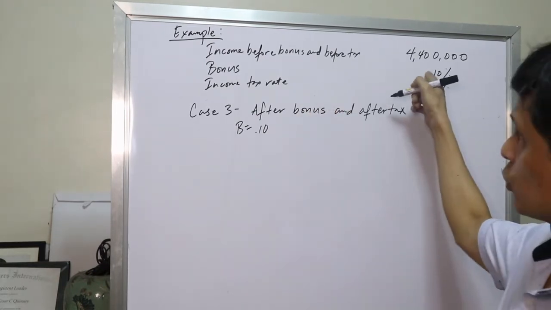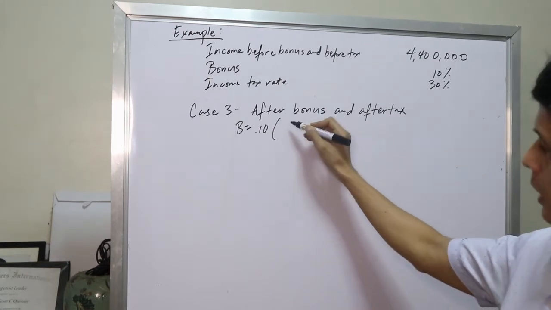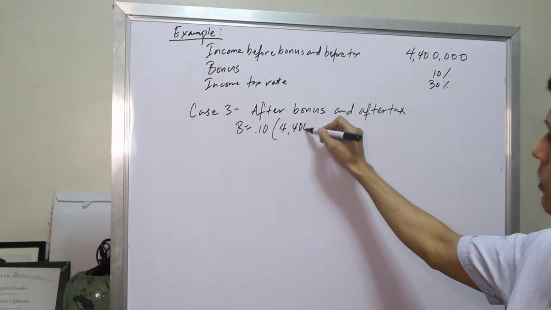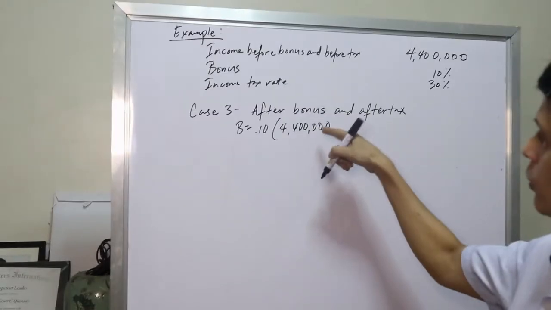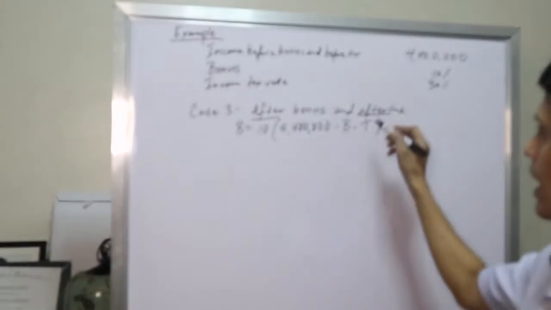Okay, kasi 10% yung bonus niya. And then ito yung ano niya, this is the quantity of 4,400,000. So, i-extract natin yung 4,400,000 na income. Less B is the bonus. Less B, less T. Because the bonus is based on the income after bonus and after tax. After bonus and after tax.